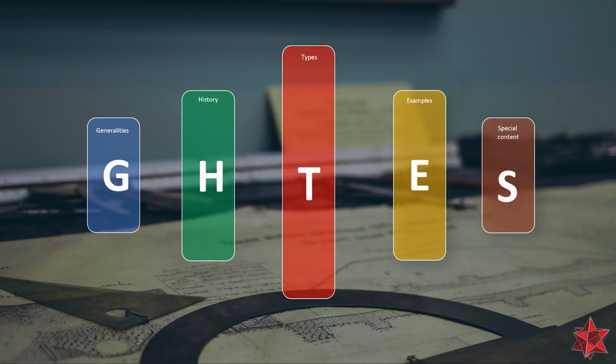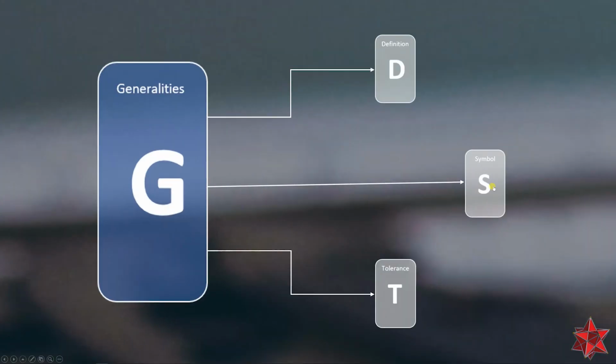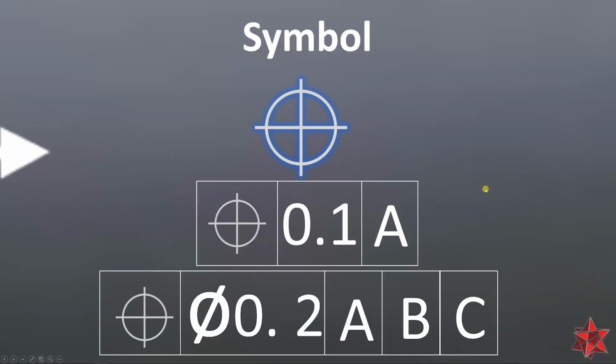First, let's start with generalities about the true position. Let's see the symbol. So here we have the symbol of the true position. You can identify the symbol on the drawing very easily if you think about it like a mark. Basically, this is what it is. It's a precise mark on a measured part.